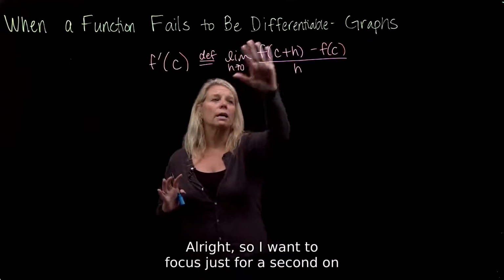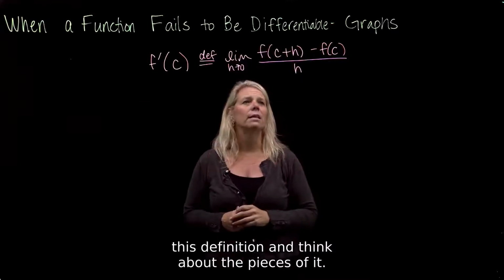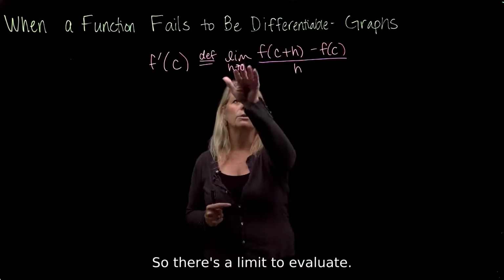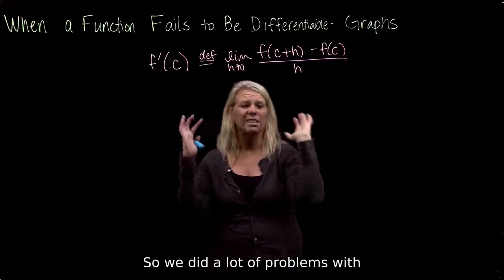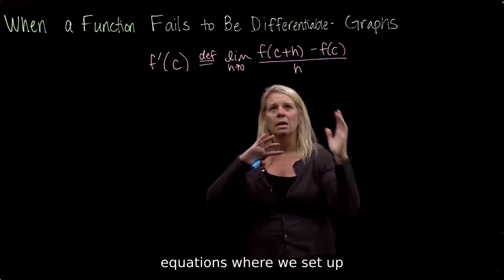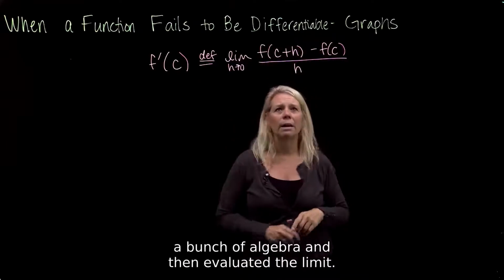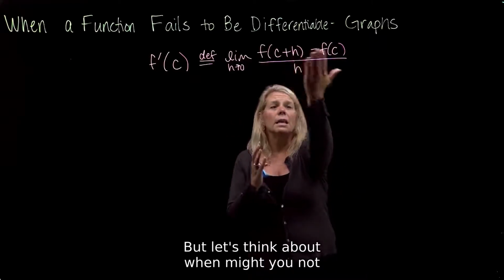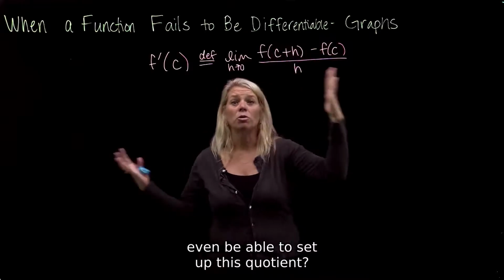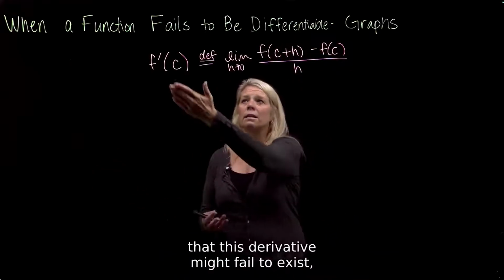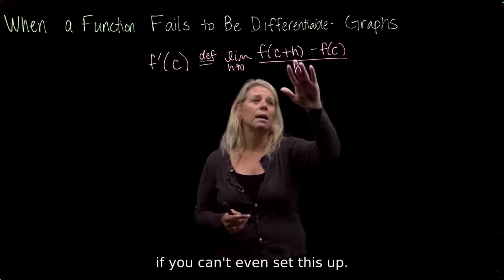All right, so I want to focus just for a second on this definition and think about the pieces of it. There's a limit to evaluate, but before you evaluate a limit, you've got to set up this quotient. We did a lot of problems with equations where we set up this difference quotient, did a bunch of algebra, and then evaluated the limit. But let's think about when you might not even be able to set up this quotient. That would be one reason that this derivative might fail to exist, let alone what's happening with the limit if you can't even set this up.